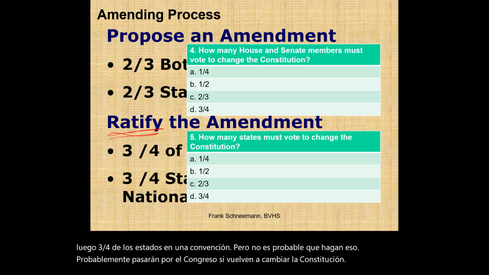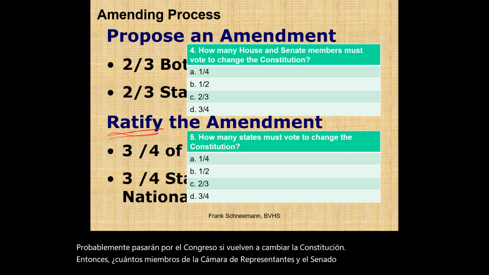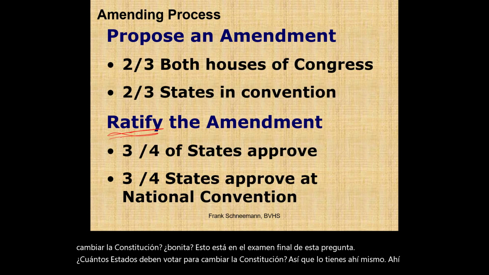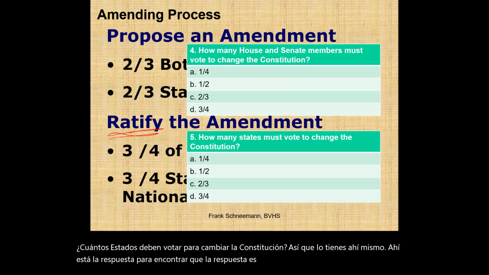So how many House and Senate members must vote to change the Constitution? This is on the final exam, this question. How many states must vote to change the Constitution? And so you got it right there. There's the answer. To find the answers, you simply go back and look at the screen, and then go forward and look at the test question. Let's go to the next step.